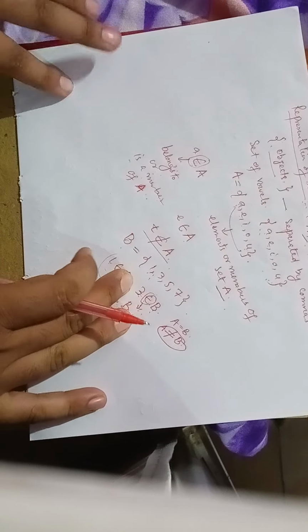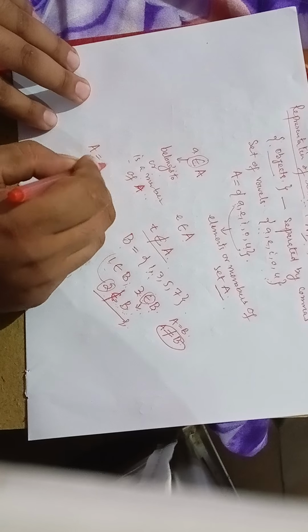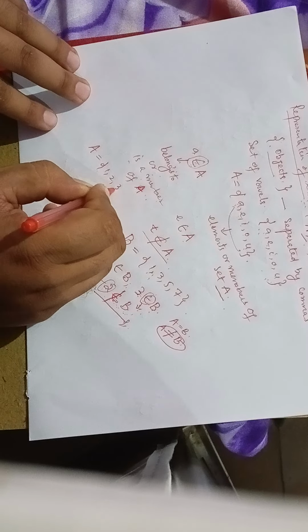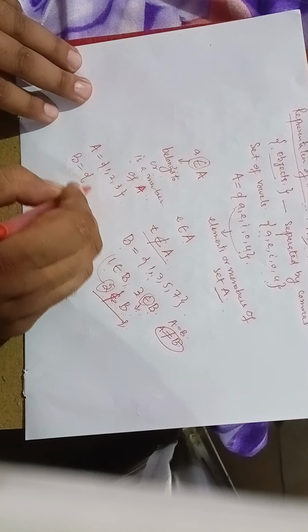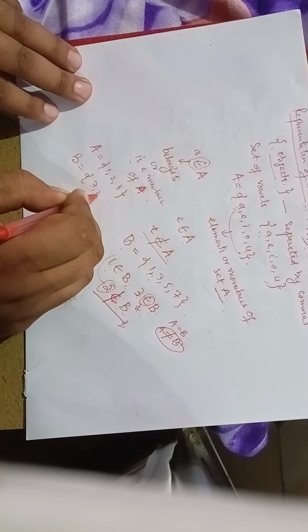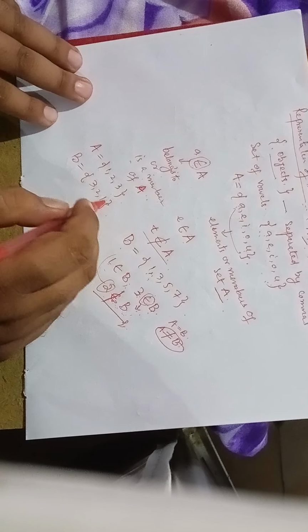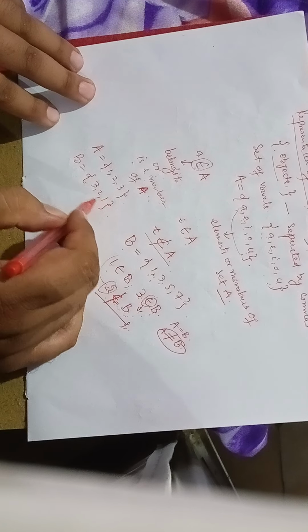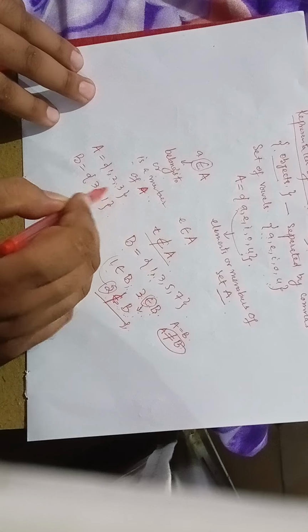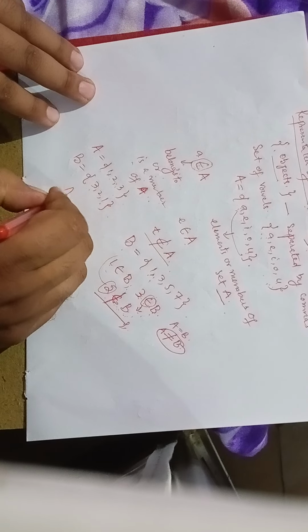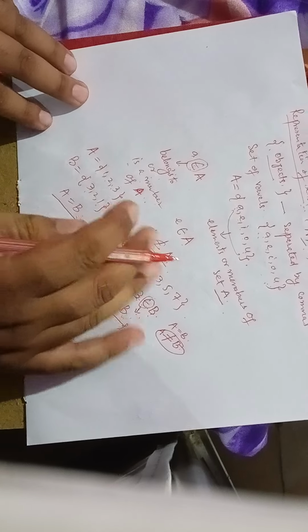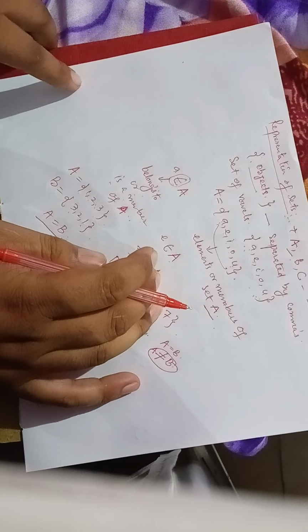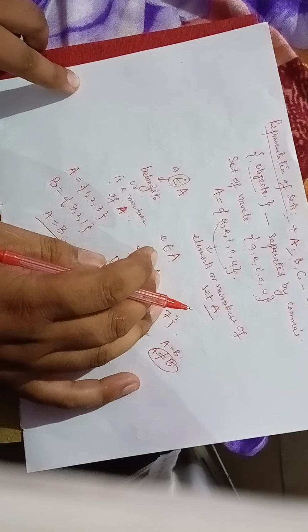This is about this. Now how will two sets be equal? If in set A there are elements 1, 2, 3, and in set B there are also elements 1, 2, 3, or 3, 2, 1, we can see in each of the sets every element of A is also the element of B. So I can write set A is equal to set B. This is about this.